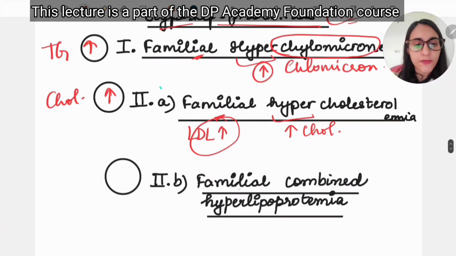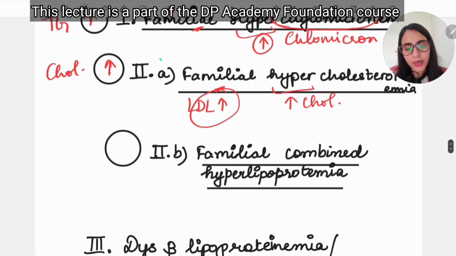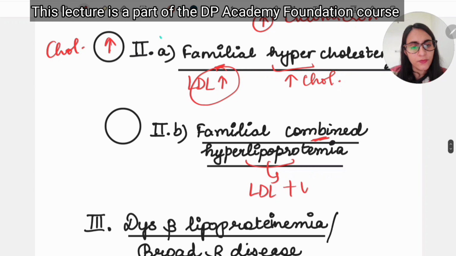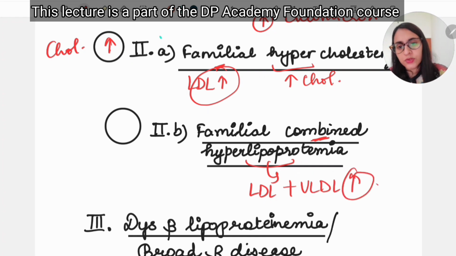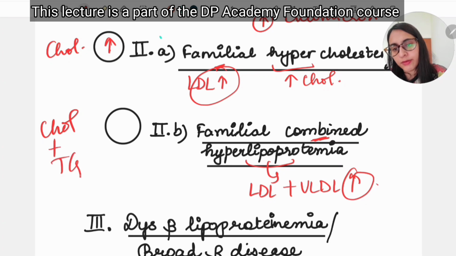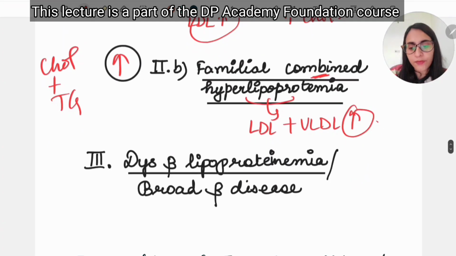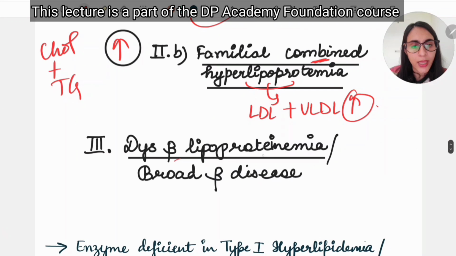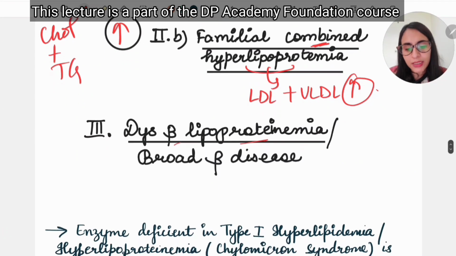This is type 2A. Type 2B is familial combined hyperlipoproteinemia. It is combined, a combination of lipoproteinemias. That means we are talking about LDL plus VLDL. Both are increased, VLDL and LDL. So this is cholesterol plus triglyceride, both are increased. Then we have type 3, dys-beta lipoproteinemia. This is a broad beta disease in which the remnant is increased.